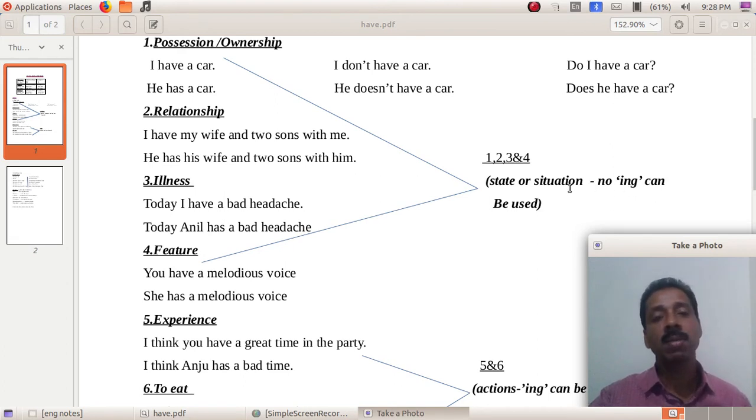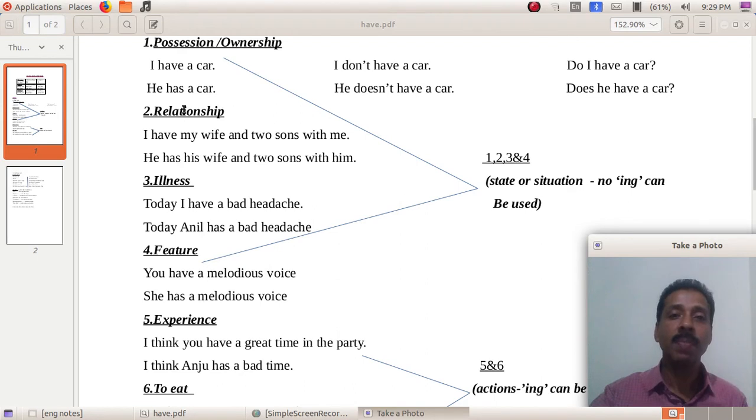Because we know that the normal definition we have learned is that a verb is a word that shows an action, a doing word. But here we know that there is no action. In the case of these four uses, it is a state or situation. While we use have or has, it is a state or situation. So we cannot use the ing form.